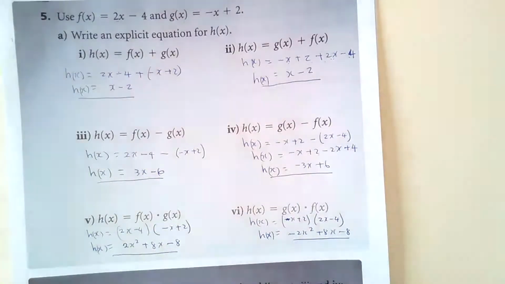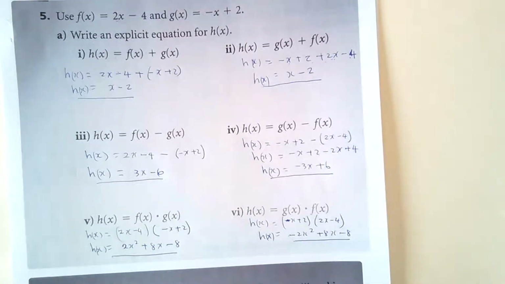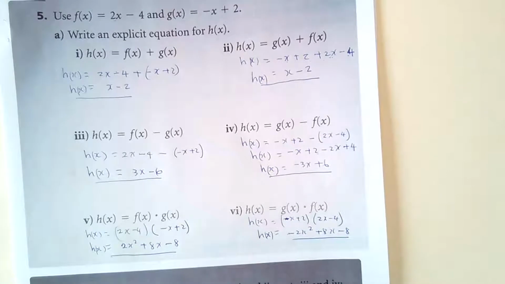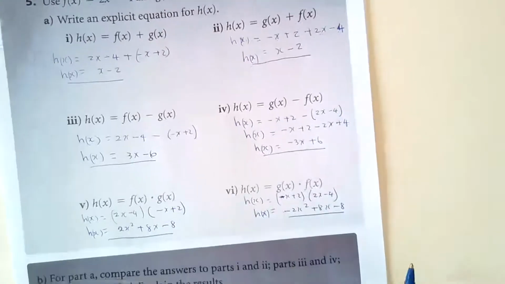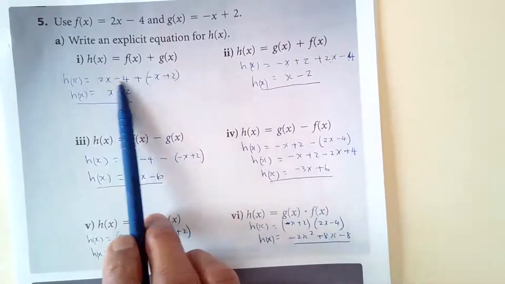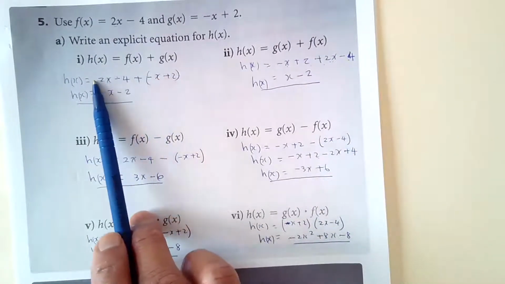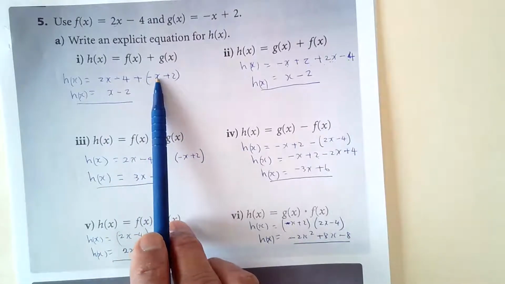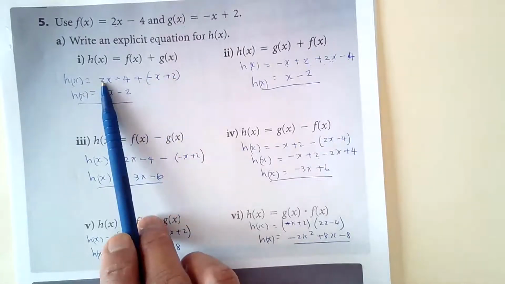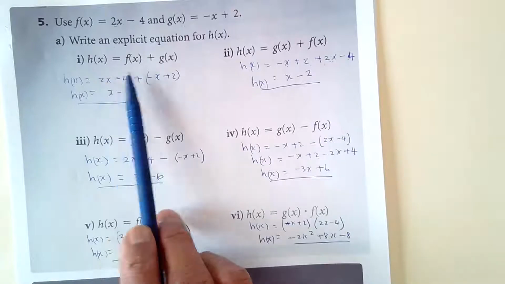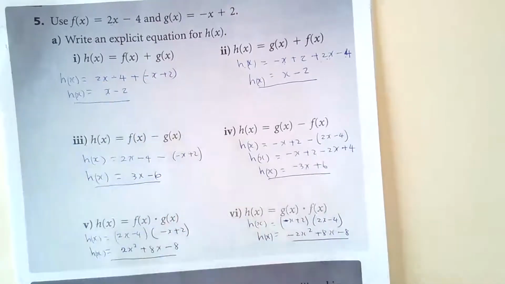Now, part B asks you, for part A, compare the answers to 1 and 2, and for parts 3 and 4, and parts 5 and 6, explain the result. Now, if you look at the answers here, no matter what order you put these in, whether you put minus x plus 2 as f of x, or on g of x as 2x minus 4, you'll end up with the same result.